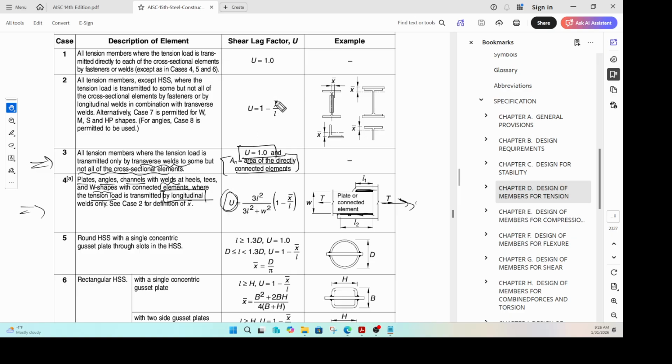U is usually a function of X bar and L, but sometimes, in this particular case 4 here, it is a function of the width of the plate as well. Okay, so the width of separation of these two welds. On the picture you see L1 and L2, whereas in the calculation you see L. L is nothing but (L1 plus L2) by 2, and that is given in the footnote of this particular table here. Okay, so we covered case 4.